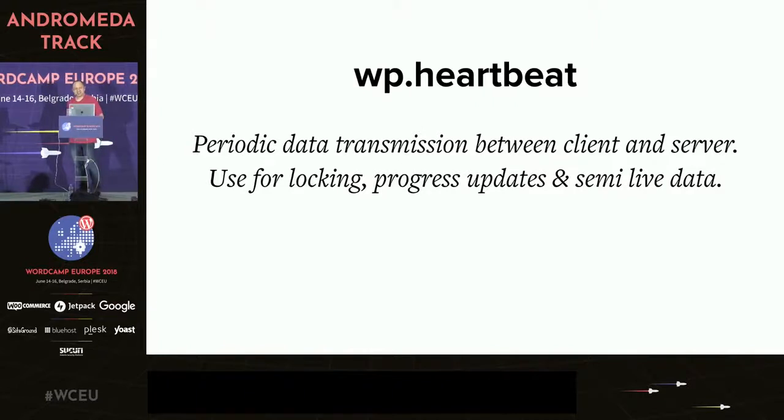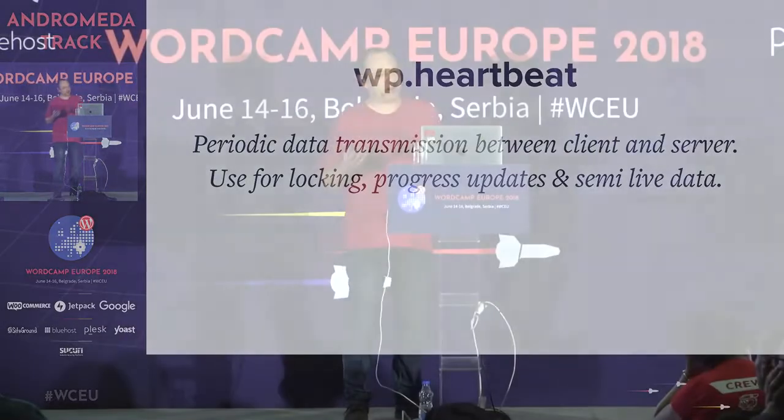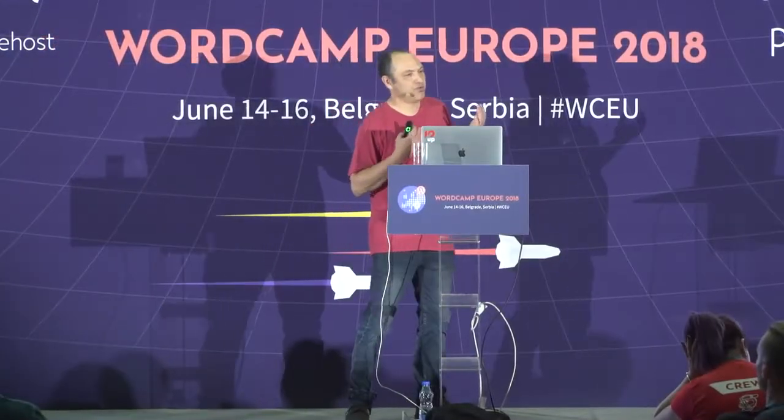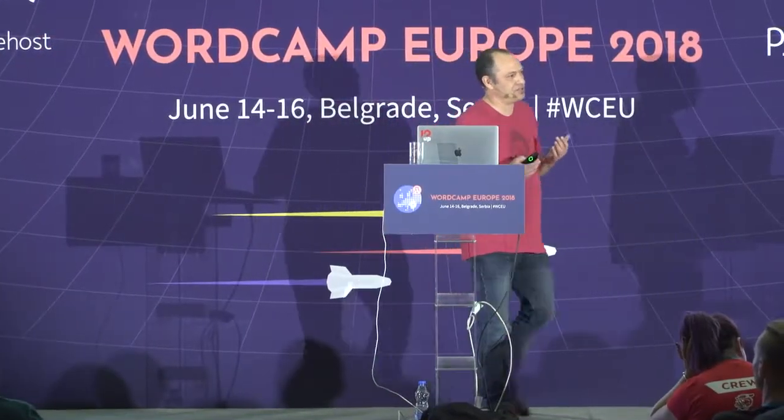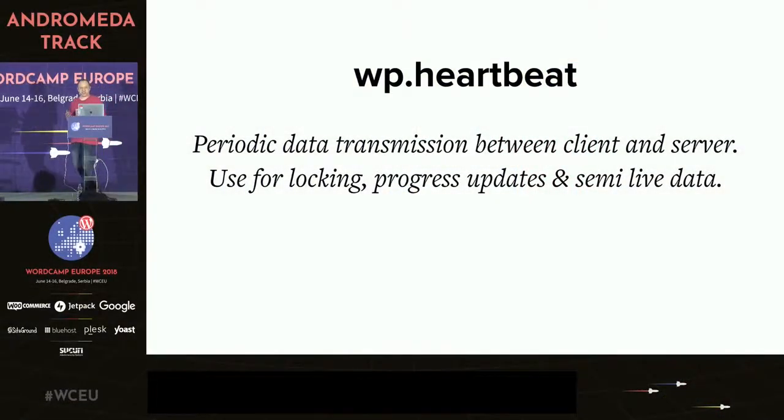Heartbeat. So this allows you to send data constantly back and forth on a regular cadence between the client and server. We use it in core for post-locking and for autosaves. And it's great when you want to send regular updates to users, like a progress bar or a dashboard of scores or statistics.